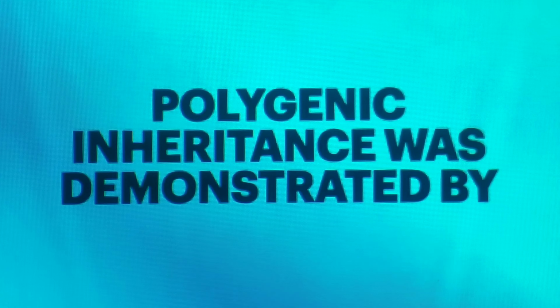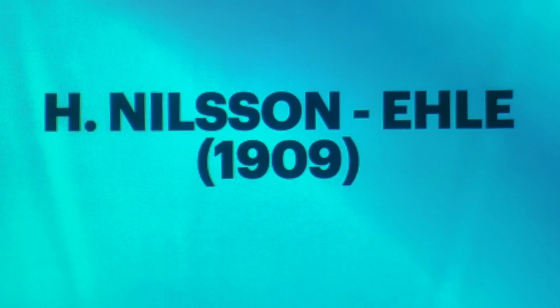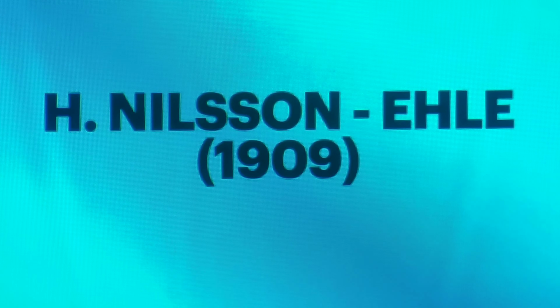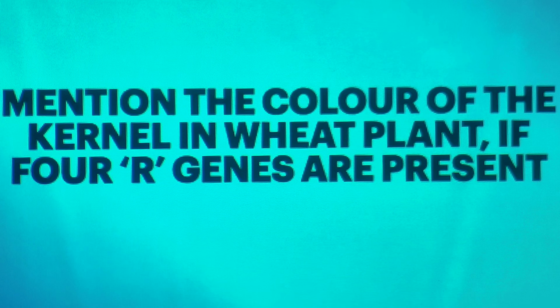Wheat. Polygenic inheritance was demonstrated by? H. Nilsson-Ehle, 1909. Mention the color of the kernel in wheat plant if 4 capital R genes are present?